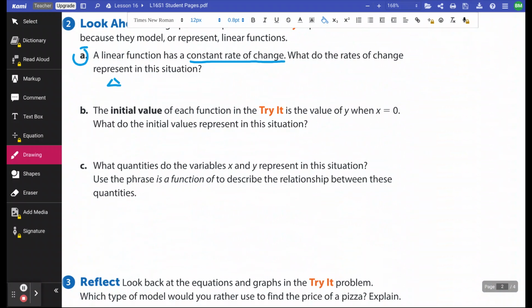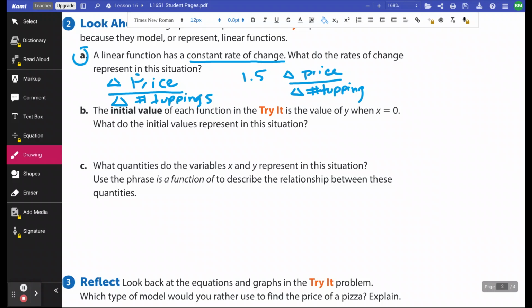Okay, so again, what we looked at up above was, what is that change in price? How is price being affected or changed by changes in the number of toppings? All right, so the rate for the small pizza is 1.5. So my change in price per change in number of toppings is 1.5, or 1.5 over 1. So my price changes by $1.50 every time I add one more topping.